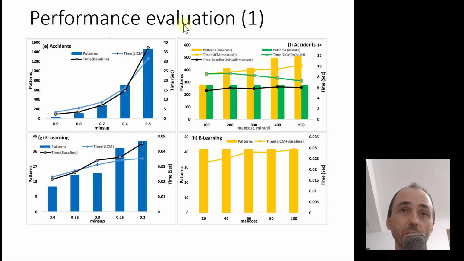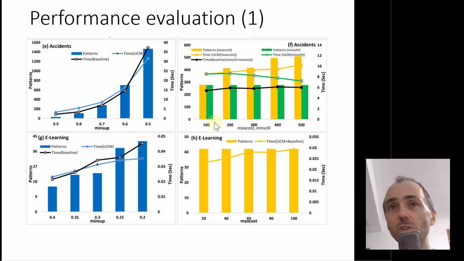So we did different experiments on the 4 data sets. We changed the parameters, the minimum support, and also the max cost and minimum utility. And we look at the number of patterns, but also at the time. And we see, for example, when we decrease the minimum support, the time will increase, and also the number of patterns. This is really reasonable. It is what we find also in other papers in pattern mining.